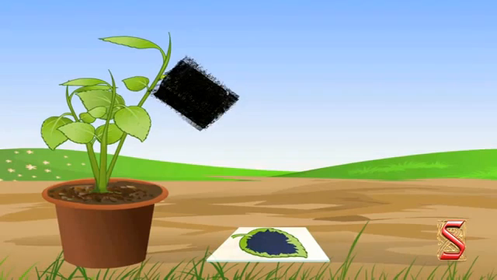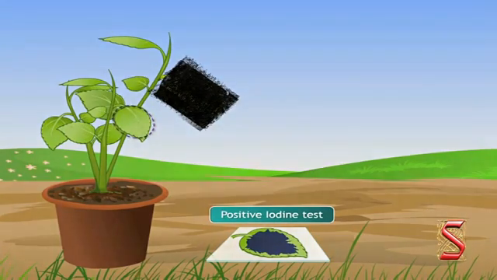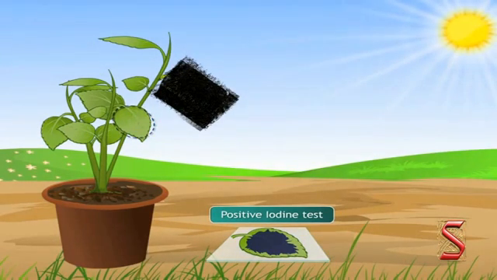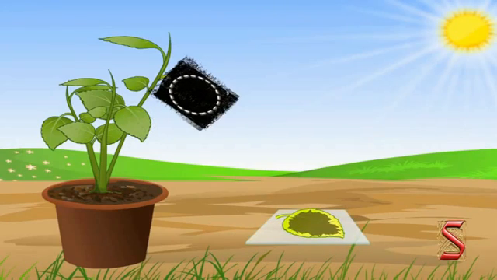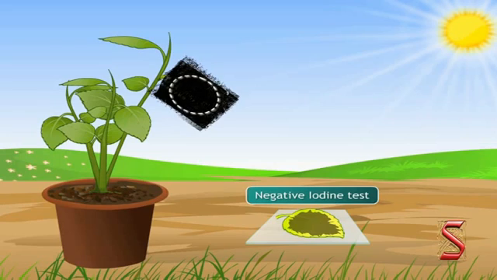So, you observed that the leaf which was not covered gave the positive iodine test, indicating the presence of starch in the leaf. Since we did not cover this leaf, it was able to absorb sunlight and manufacture its food. Whereas the leaf which was covered gave a negative iodine test, which shows that there was no starch in the leaf. Because of the absence of sunlight, the covered leaf could not produce the food.